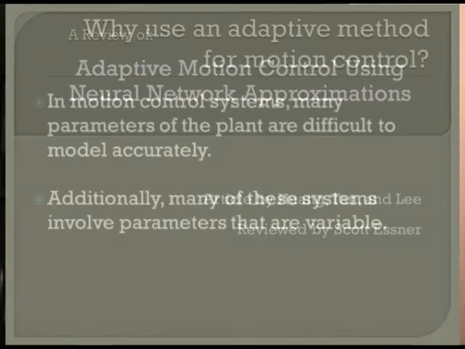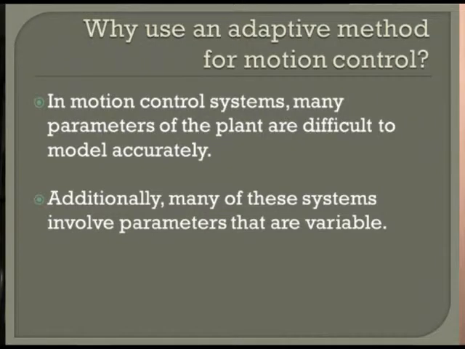So, why use an adaptive method for motion control? In motion control systems, many parameters of the plant are difficult to model accurately. Friction is very hard to model. A lot of times, in addition, you have parameters that are updating themselves over time. If you have a robot that is moving left to pick up a part and then moving right to set that part down, in those two moves, it's got different parameters for weight, inertia, and because those change, it's hard to choose a value that works all the time.